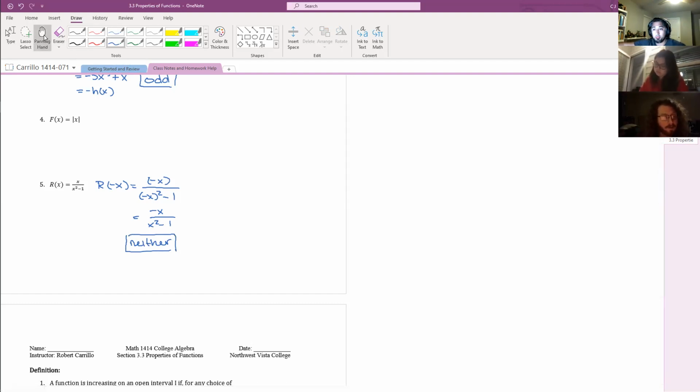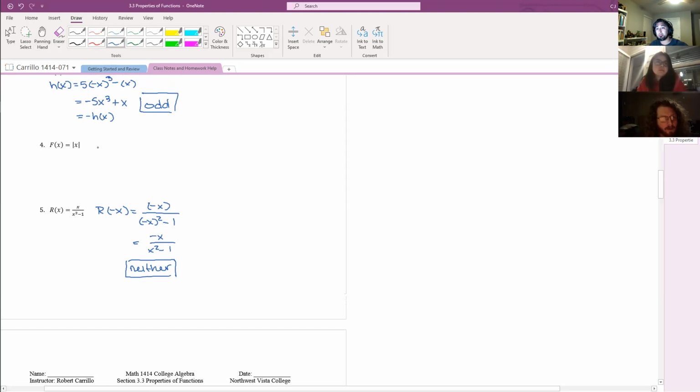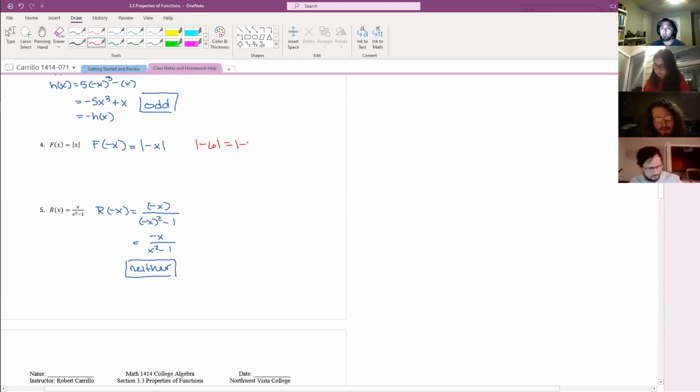All right, let's take a look at number 4. Same deal, plug in -x for every x. That gives us the absolute value of -x. We know that absolute value gives us the distance from 0. So the absolute value of a negative number equals the absolute value of the positive number. So this is equal then to the absolute value of x. So this is equal to f of x. So this one is even.